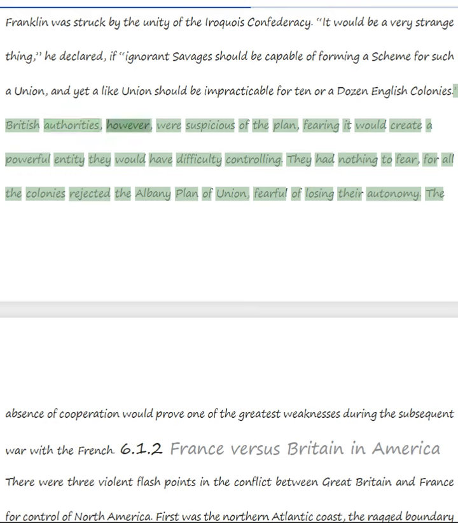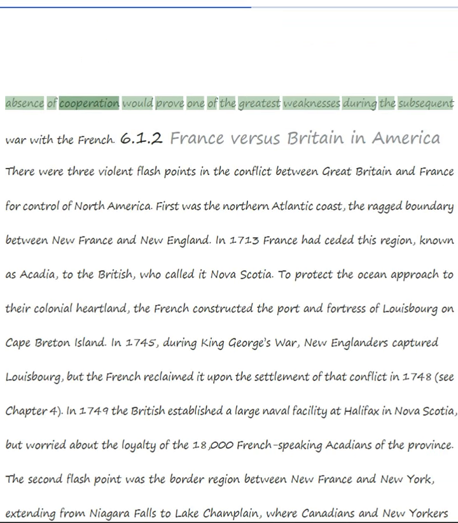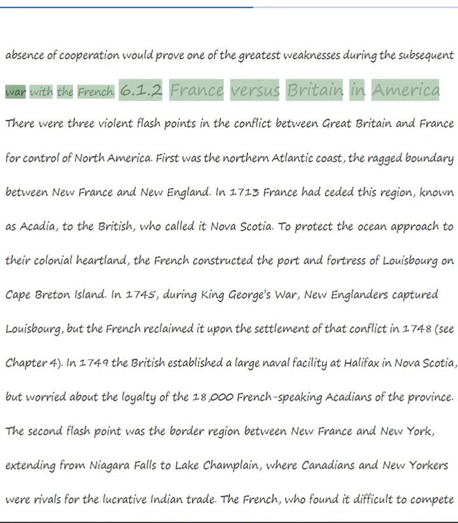British authorities, however, were suspicious of the plan, fearing it would create a powerful entity they would have difficulty controlling. They had nothing to fear, for all the colonies rejected the Albany Plan of Union, fearful of losing their autonomy. The absence of cooperation would prove one of the greatest weaknesses during the subsequent war with the French.